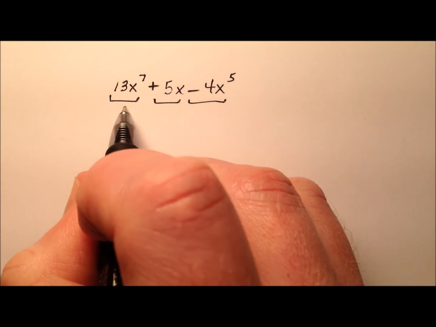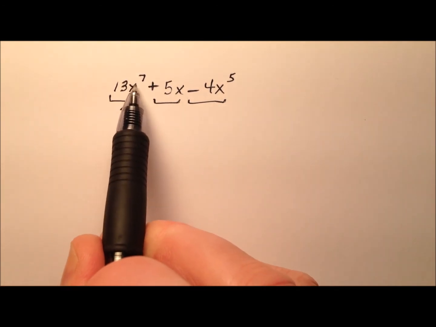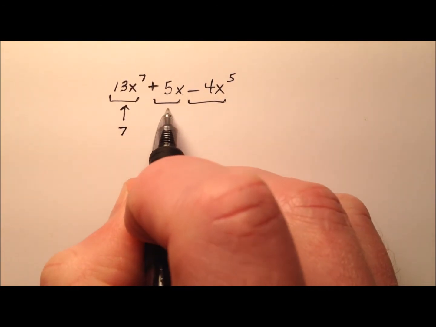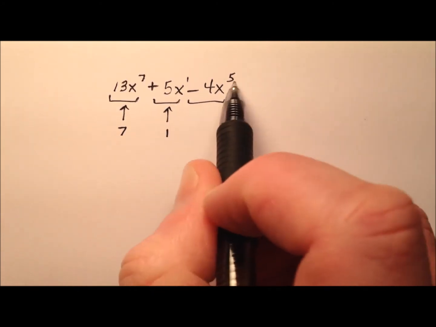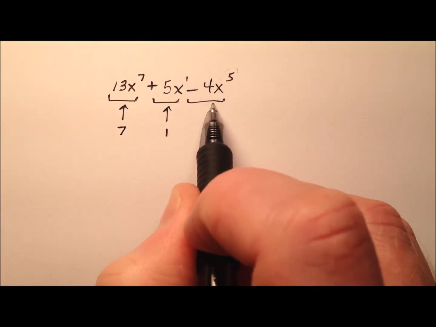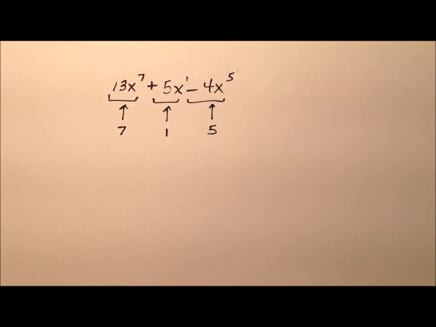And what's the degree of each of these terms? Well, it looks like the first one, the variable exponent is 7. The second one looks like the variable exponent is 1, so degree 1. And the final one, the variable exponent is 5, so degree 5.